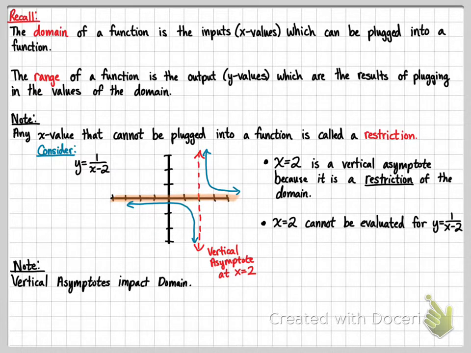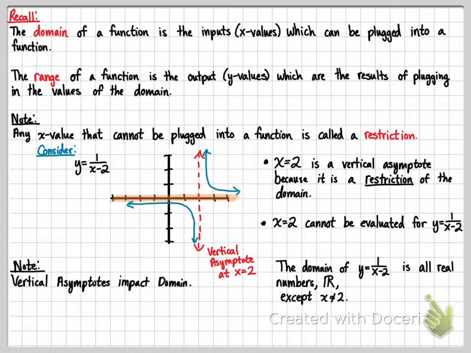A note here on vertical asymptotes. Remember, a vertical asymptote is one that points up and down. It's an x equals. Vertical asymptotes impact domain. Remember, domain is talking about the x values. For the next couple of slides, we're going to talk about vertical asymptotes. The domain of y equals 1 over x minus 2, which is what we just graphed, is all real numbers except x cannot be 2. Because if we plug 2 into here, it equals 0, and we can't have a 0 on the denominator. Also, that's where our vertical asymptote is, right?